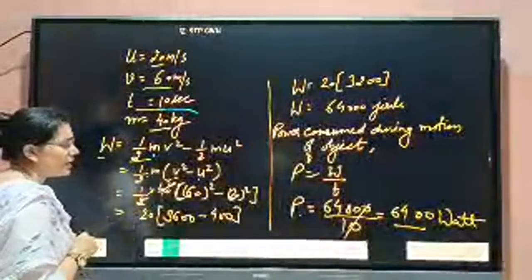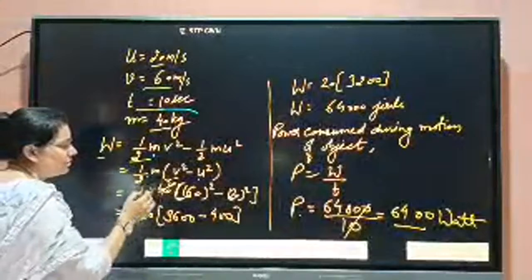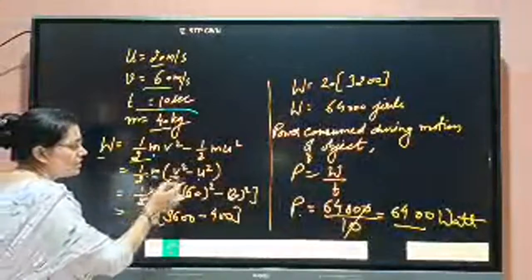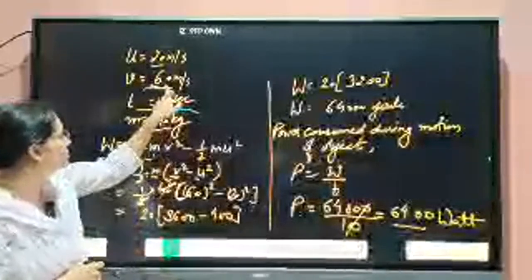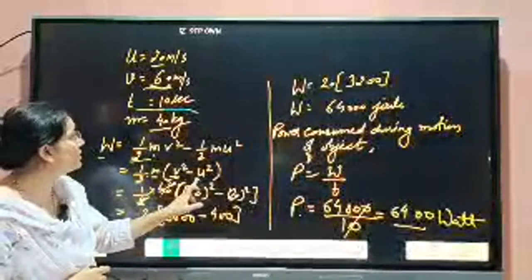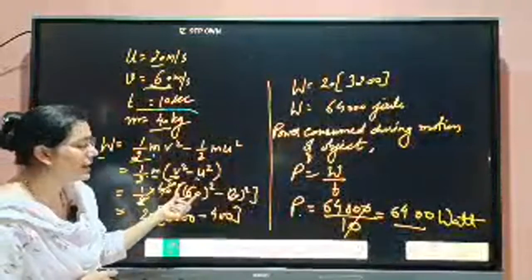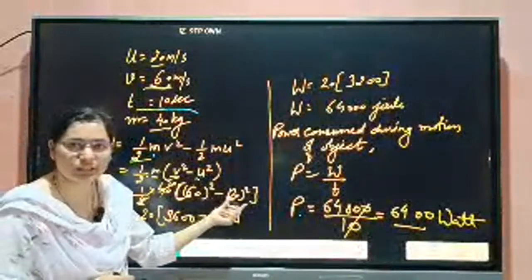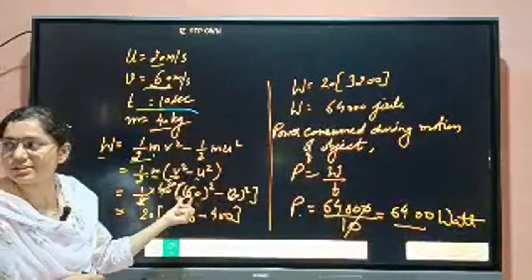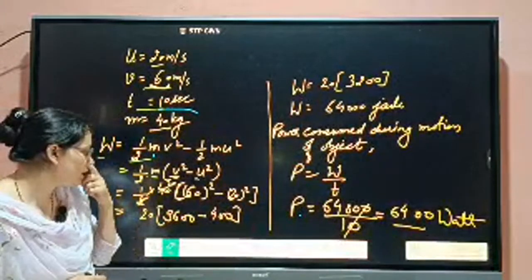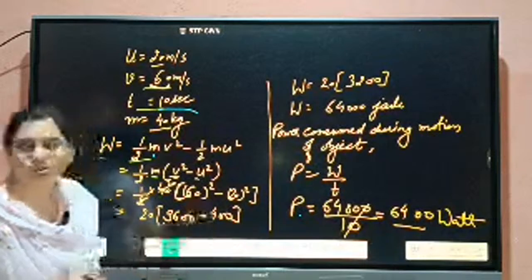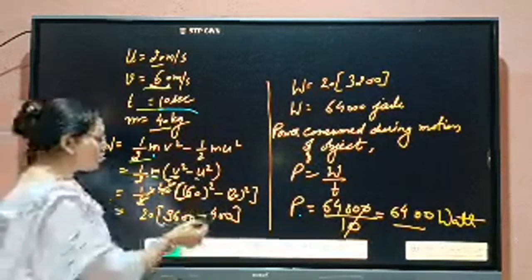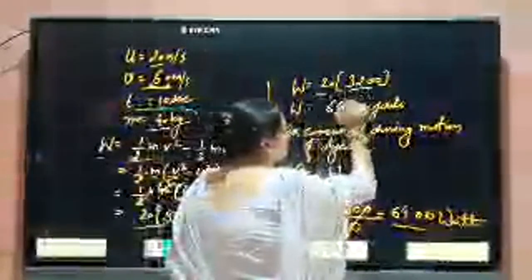Then the change in velocity will take place, and how much change? The mass is 40. The final velocity is 60 and the initial velocity is 20. So here we can write 60 square minus 20 square. Clear? Solve this: the square of 60 is 3600, minus 400. After calculation, it will become 3200.